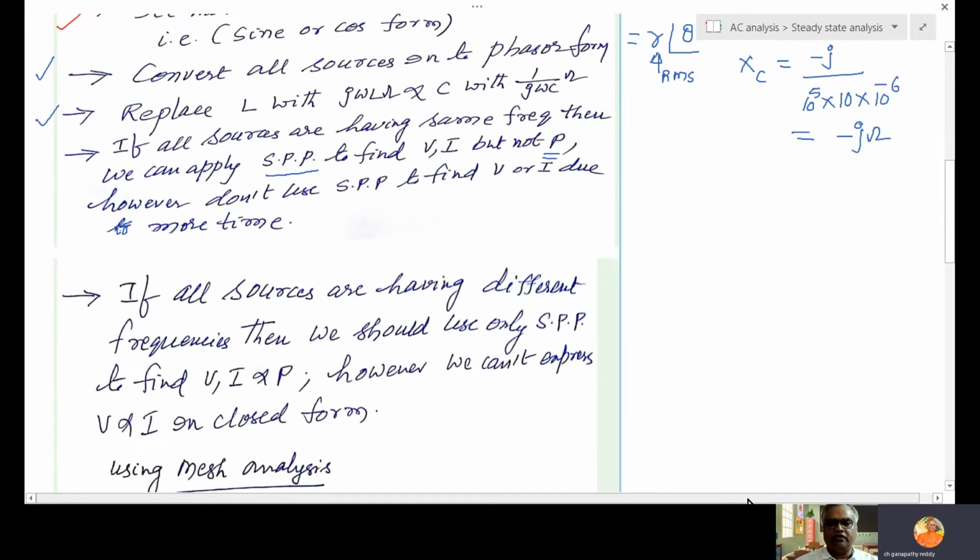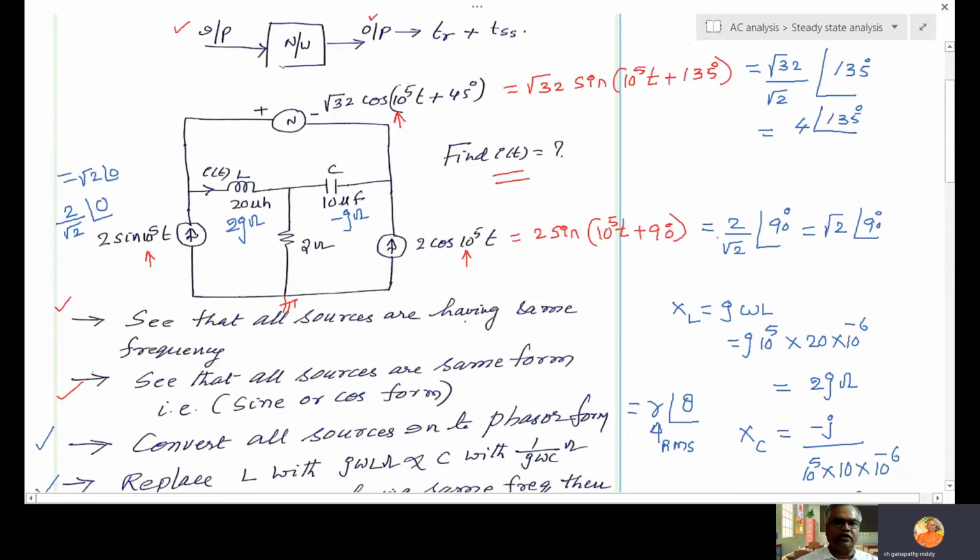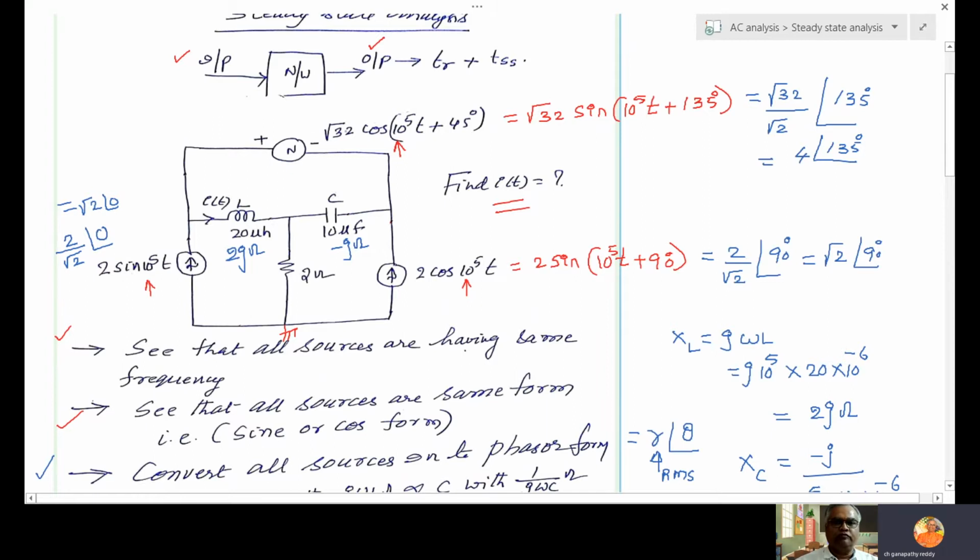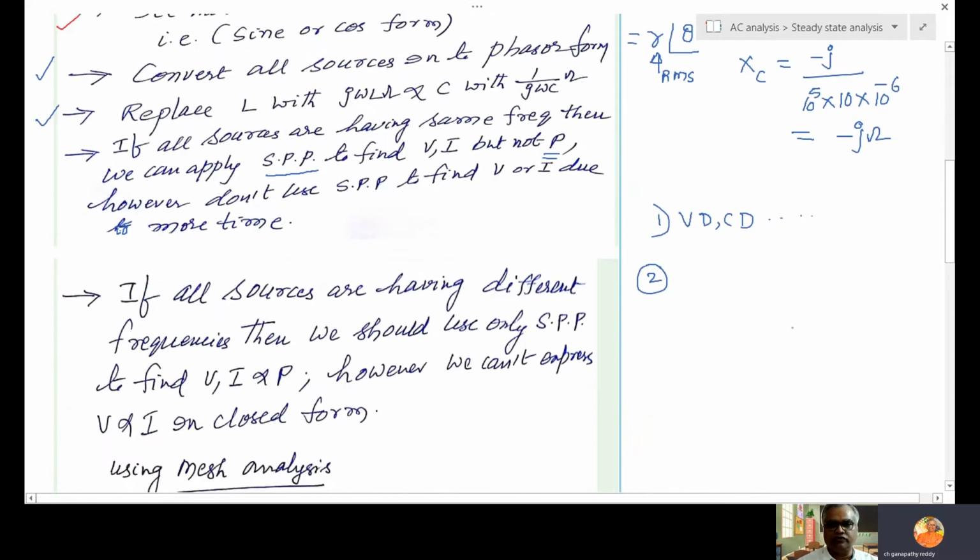So to find current I of t, what are the techniques we are already familiar with? Voltage division, current division, etc. Can we use this technique here? No, because it contains more than one source, so this is no use. We can apply nodal, we can also apply mesh. Then the third one is star delta, and the fourth one is source transformation.